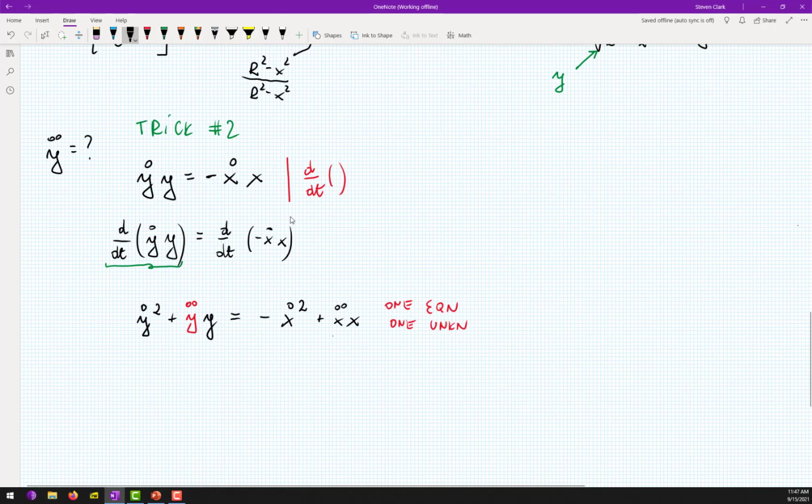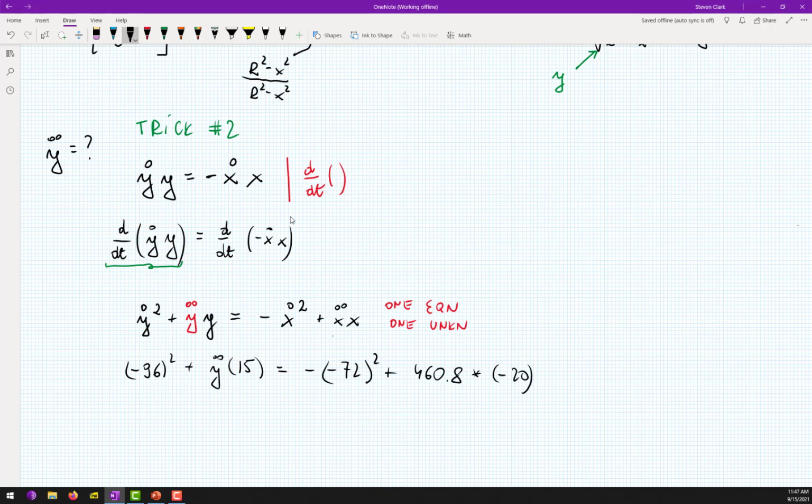That was minus 96 squared, plus y double dot times 15, and this is equal to minus 72 plus 460.8 times, I believe, minus 20. So you can see that we have all numbers and one letter only. Let's not spend time on that. If you use your calculators, you will get this number, minus 3456, and this is feet per second square.